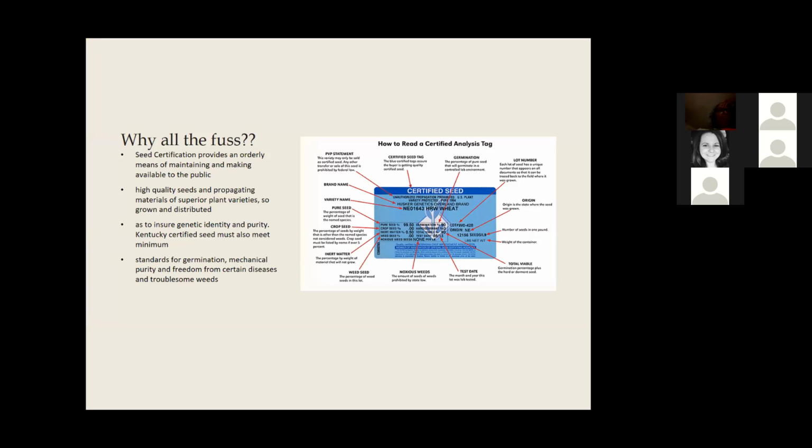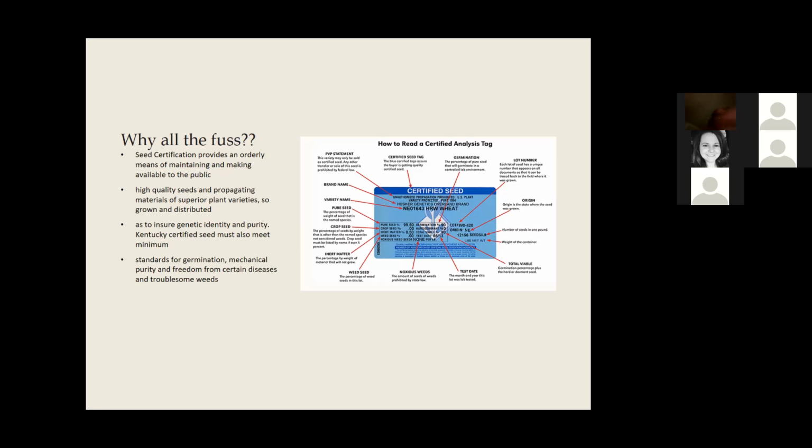Certified seed provides an orderly means of maintaining and making available to the public a good quality seed. High quality seeds and propagating materials of superior plant varieties are grown and distributed as to ensure genetic identity and purity. Kentucky certified seed must also meet minimum standards for germination, mechanical purity, and freedom from certain diseases and troublesome weeds.